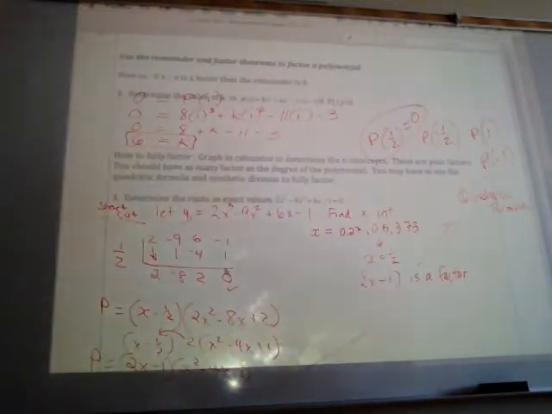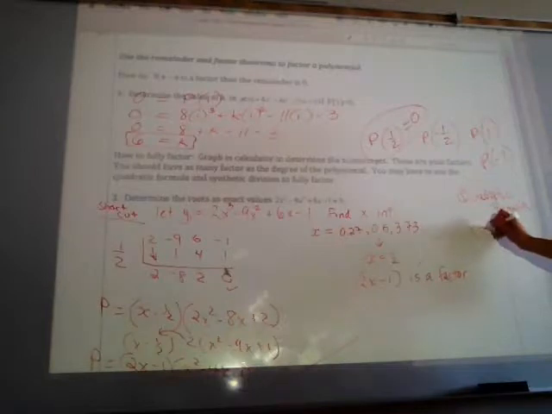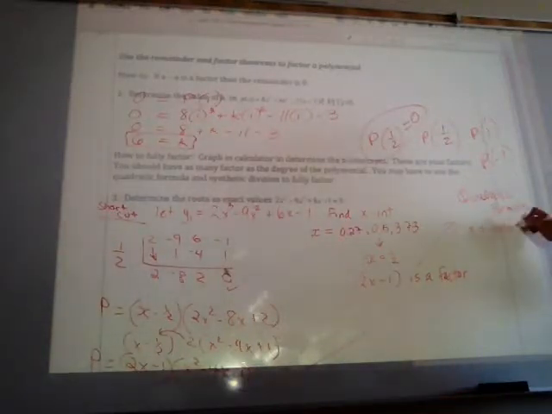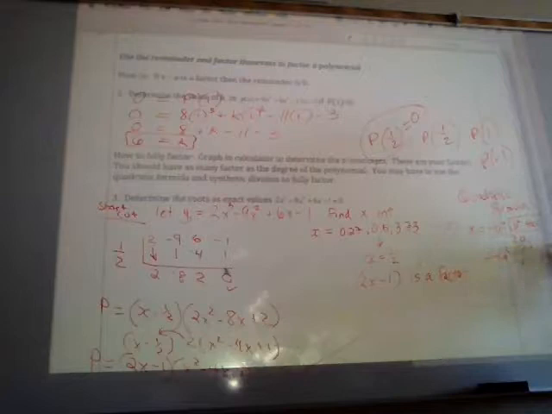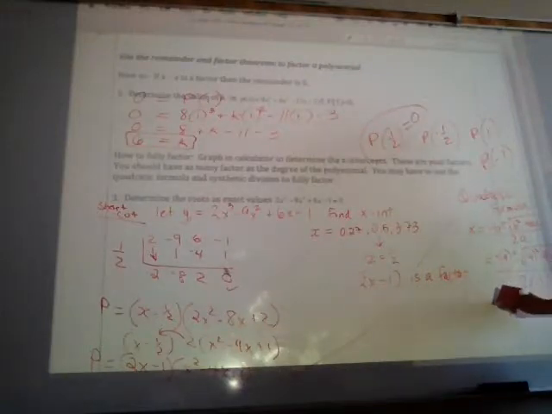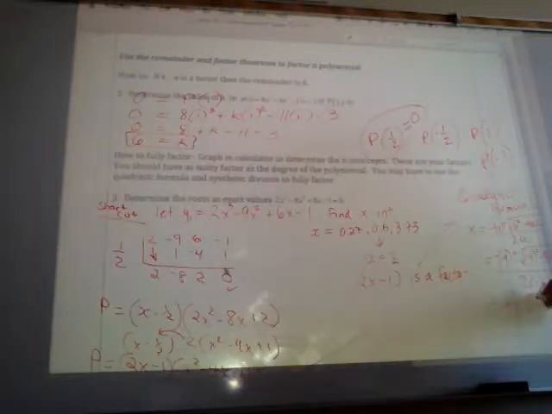It is on your formula sheet. Hopefully you guys remember it too. X equals negative b plus or minus the square root of b squared minus 4ac all over 2a. So let's sub in. We have negative negative 4 plus or minus the square root of negative 4 squared minus 4 times 1 times 1 over 2 times 1. So we have 4 plus or minus the square root of 16 minus 4 is 12 over 2.